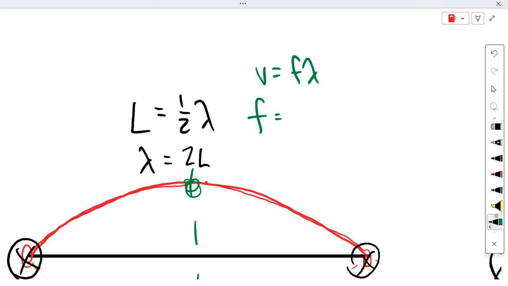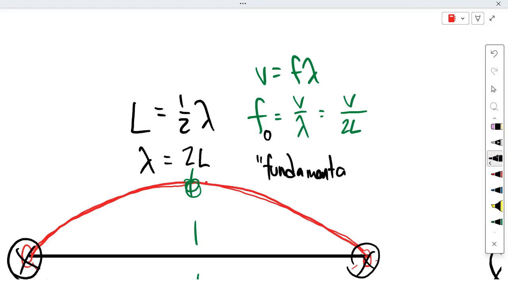Well, we can say that's V over lambda, or in this case, there's some speed that the wave travels at, and then the wavelength is 2L. Yeah? And I'm going to call this F naught. I'm going to call this the fundamental frequency. It's the lowest frequency that a string will vibrate at.